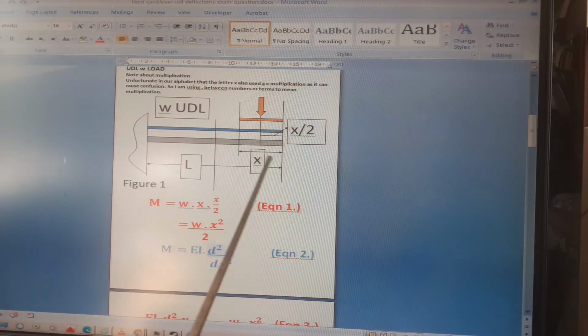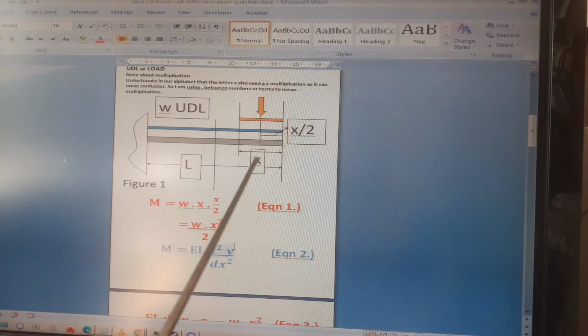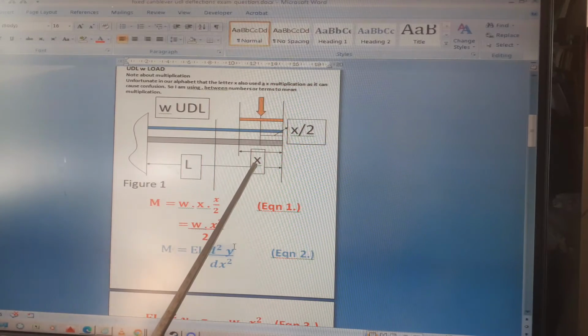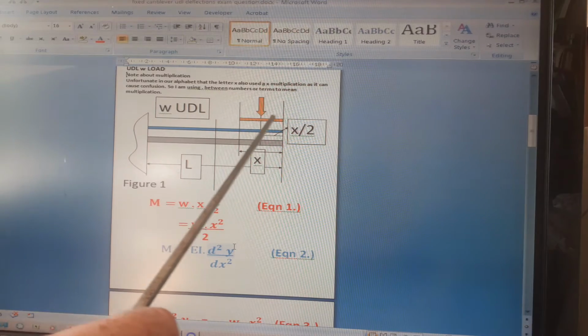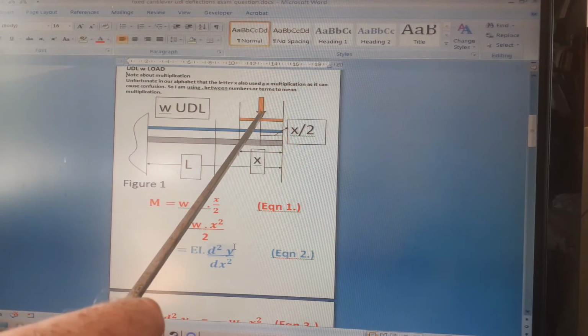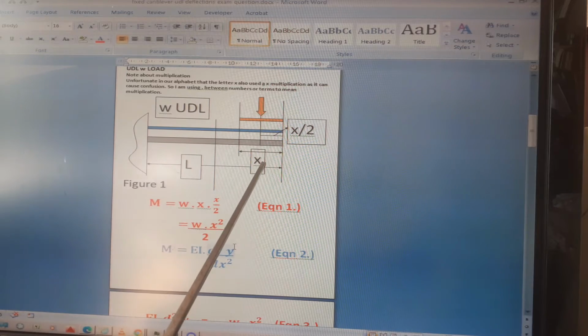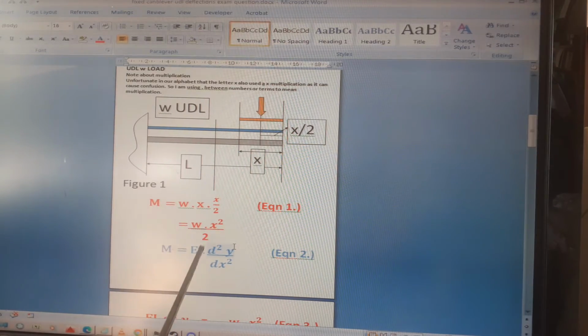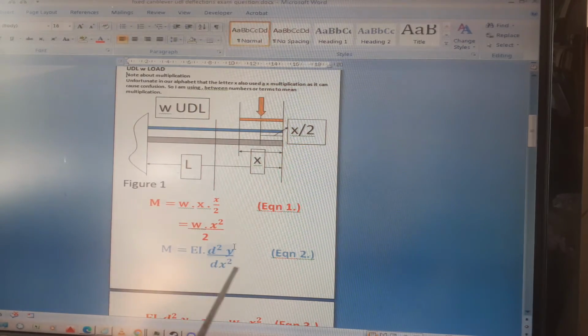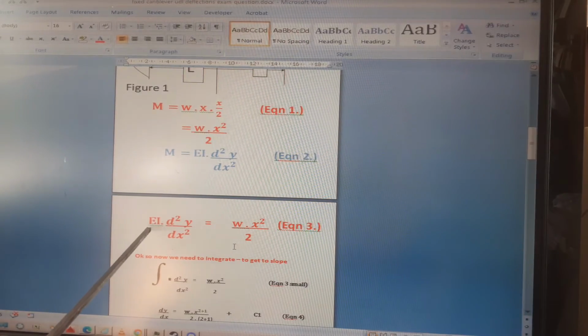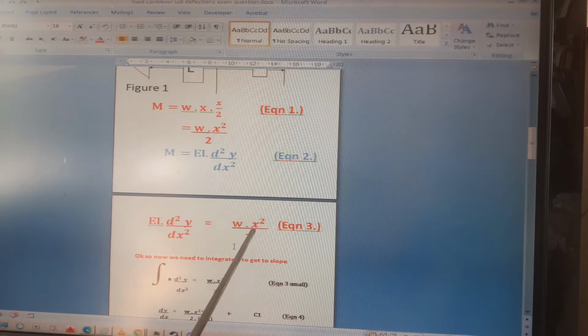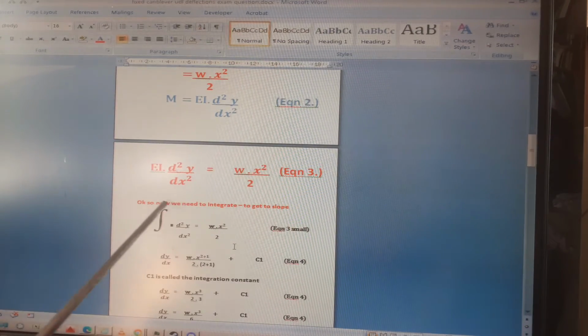The moment: you start at the right hand end and move a distance x, and the moment is equal to w times x, which is the equivalent point load, times the lever arm, which is x over 2. So M equals w x squared over 2. But M is also equal to EI d2y over dx2. So EI d2y over dx2 equals w x squared over 2, equation 3.